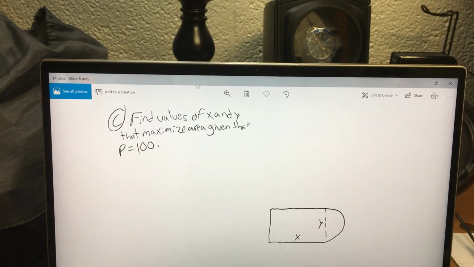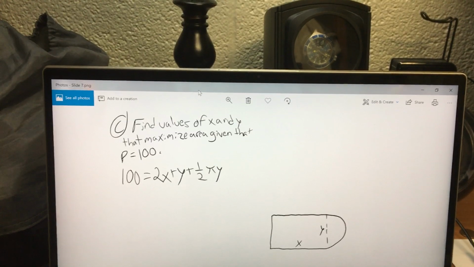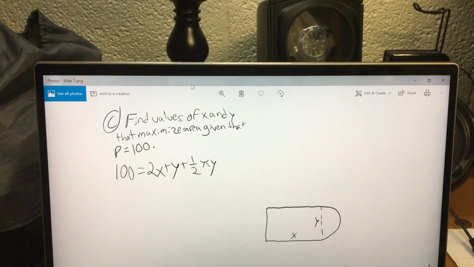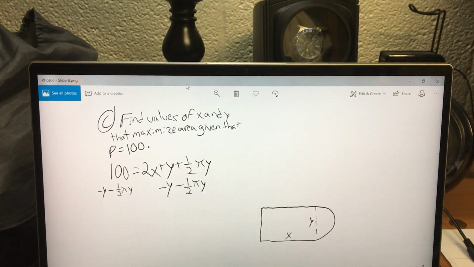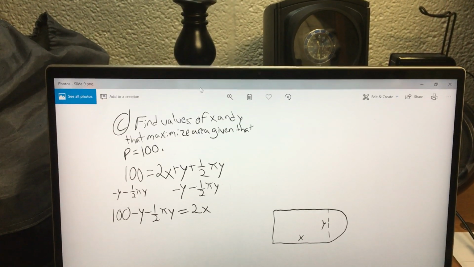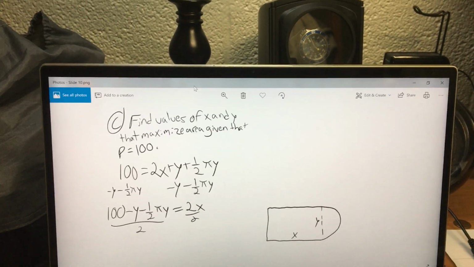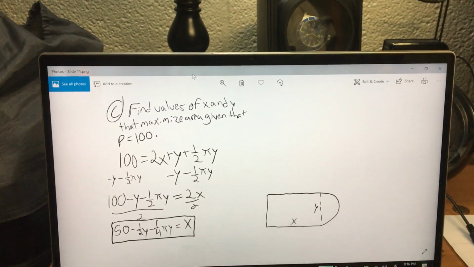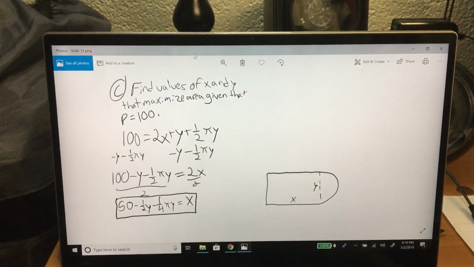Next, we're challenged to find the values of x and y that maximize the area, given that P equals 100. First, we plug 100 in for P in our perimeter formula, and you solve for one of the two variables. In this case, I'll solve for x, but it doesn't matter which you choose. Subtract y and 1/2 pi y from both sides. This should give you 100 minus y minus 1/2 pi y equals 2x. And then to get x by itself, just divide each side of the equation by 2. This should give you 50 minus 1/2 y minus 1/4 pi y equals x.